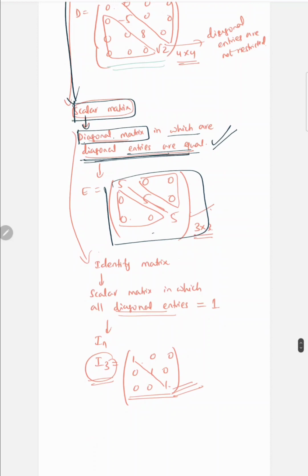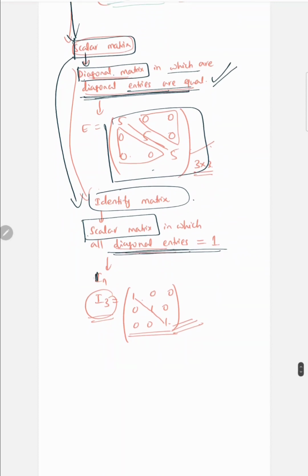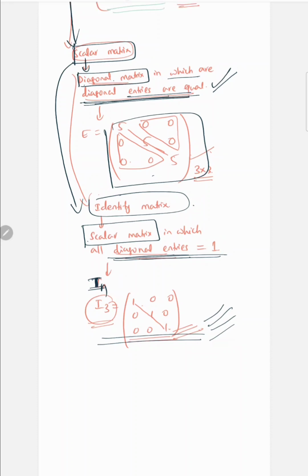Now, as a particular case of scalar matrix, suppose all the diagonal entries are equal to 1. So we have a scalar matrix such that all diagonal entries are equal to 1. Such a matrix is called an identity matrix, and if the identity matrix is of order n, it is denoted by In. This is an example of an identity matrix of order 3. This is all about classification of matrices.